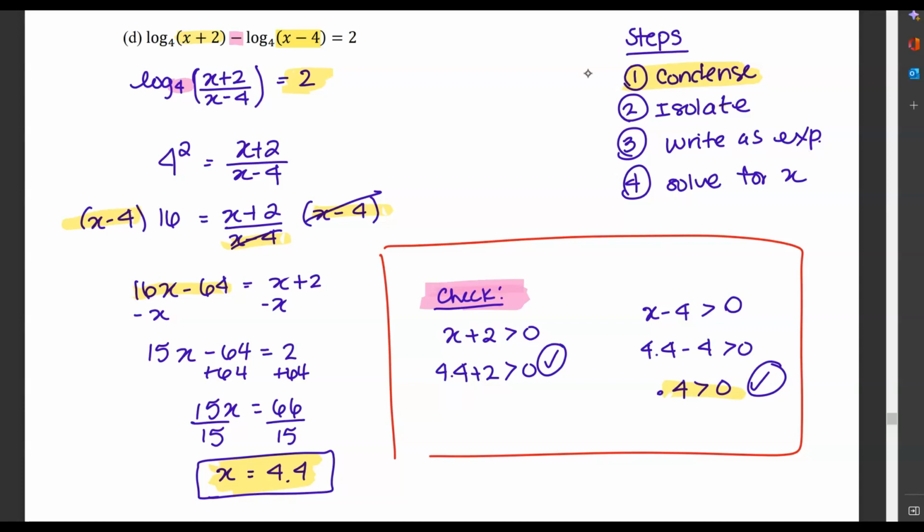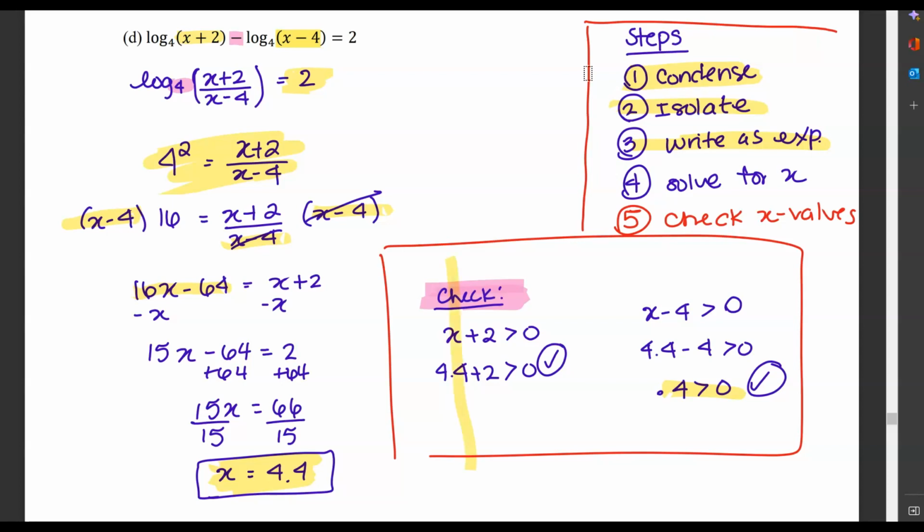I wrote down the steps on this side just to highlight, and I think I forgot 5, because 5 really should be, we want to check our x values. But we have condense, which means get everything together. Then we're going to isolate our ln function. We're going to write it as an exponent, which is what we did here. And then we're going to solve for x, which is the rest of this. And lastly, we're going to check for those x values, make sure that they're positive and they're within the domain.